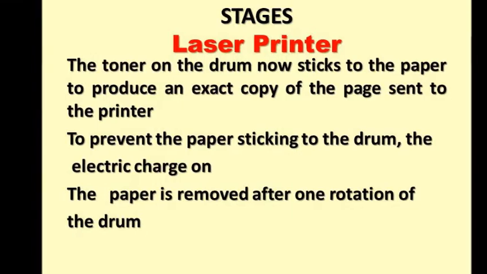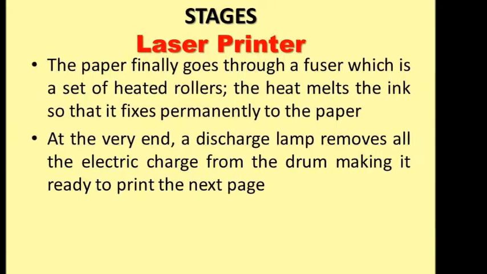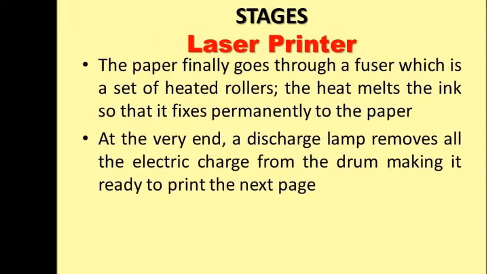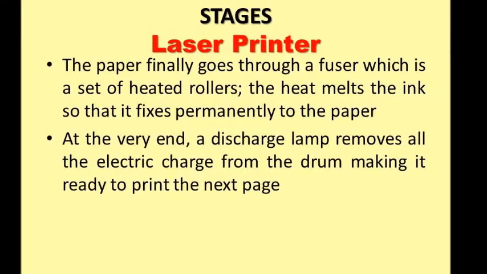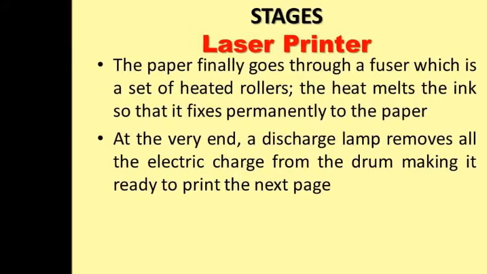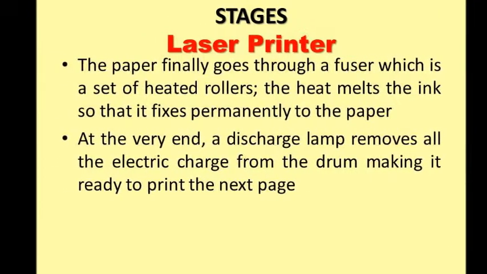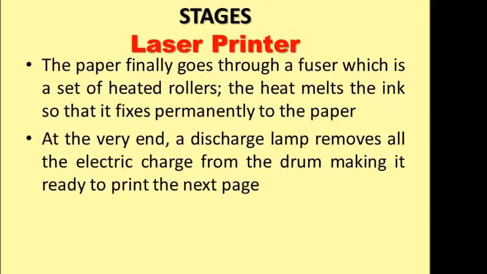The paper finally goes through a fusor, which is a set of heated rollers. Fusor is a set of heat rollers. The heat melts the ink so that it fixes permanently to the paper. And at step number 11, at the very end, a discharge lamp removes all electric charges from the drum, making it ready to print the next page.